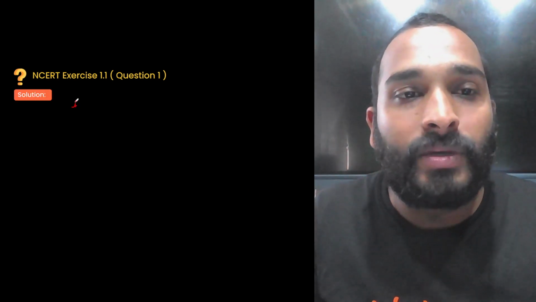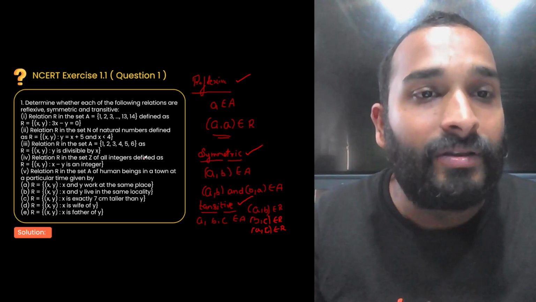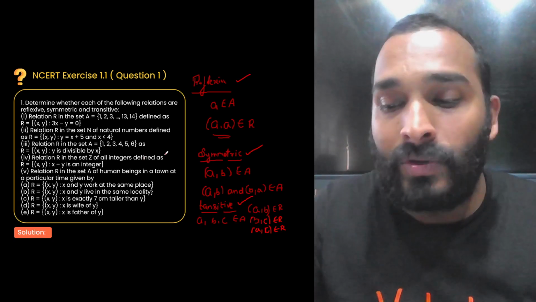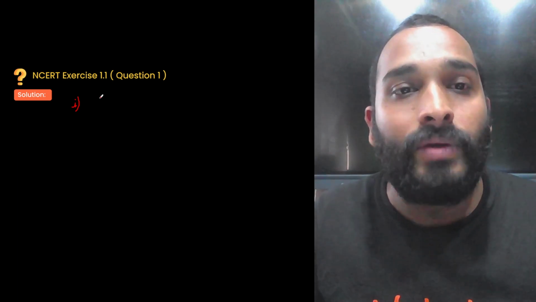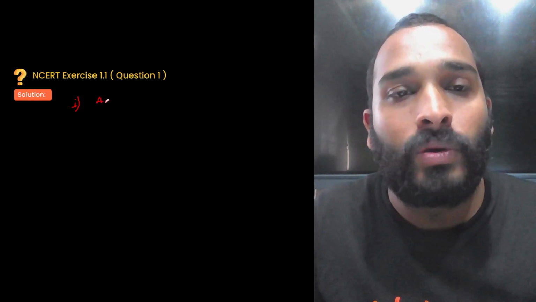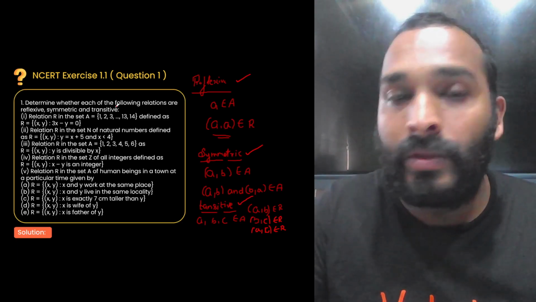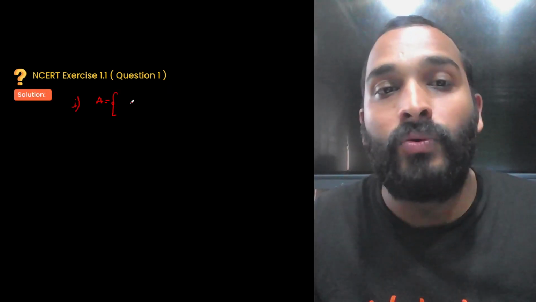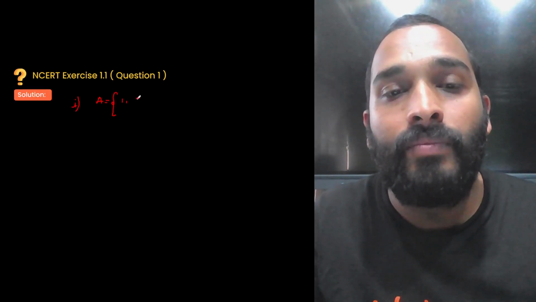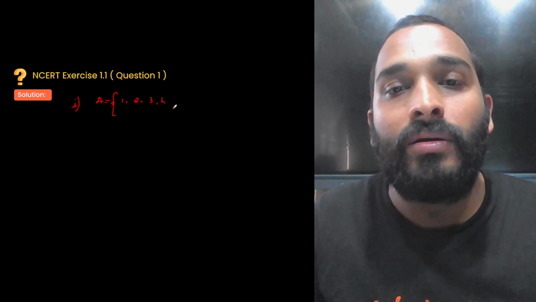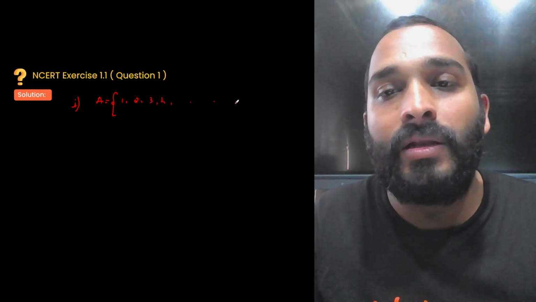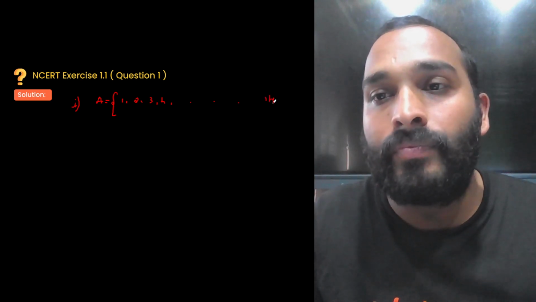So in the first question, children, they have given a relation. Okay, look at the relation. They're telling relation R in set A. So let us write set A. In set A, they have given the elements. What are the elements? Elements are from 1 to 14. So elements are 1, 2, 3, 4 and it goes till 14.